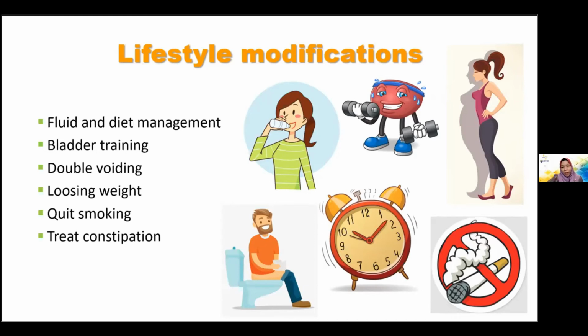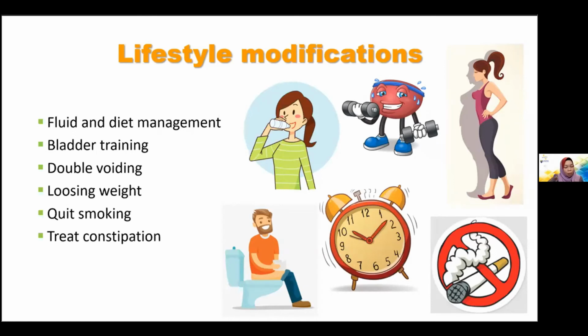Because sometimes they tend to forget to go to the toilet, and they try to rush to the toilet when they really have that urgency. Because of their disability, they do not reach the toilet on time, and they tend to wet themselves. The same goes for double voiding. They might not be able to empty their bladder completely the first time, for example, in cases of enlarged prostate. So tell them to double void.